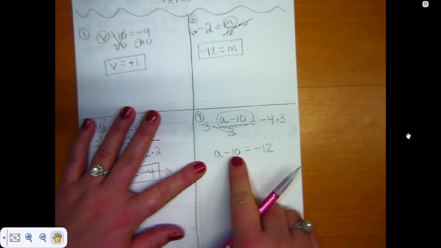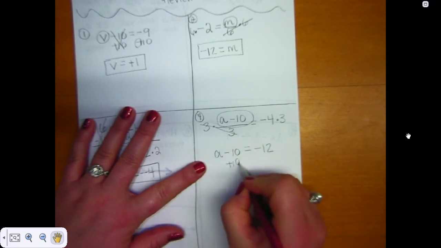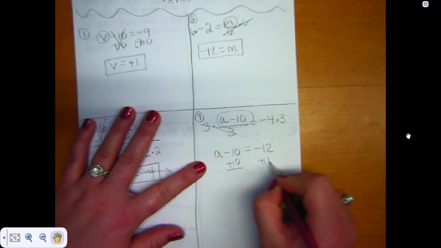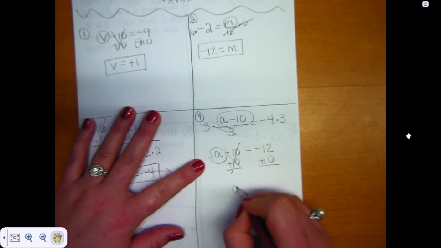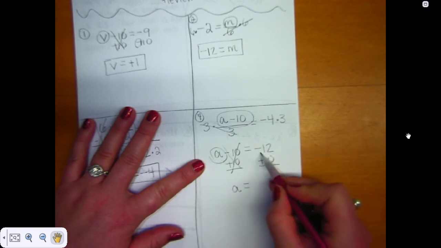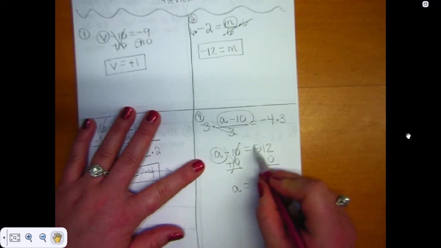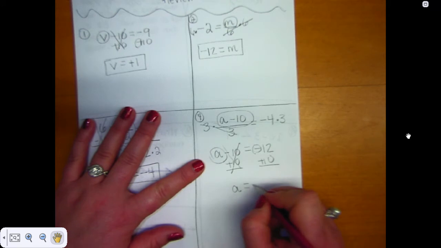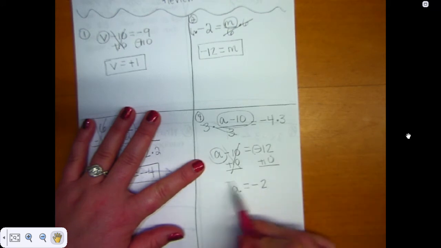Now I'm still not finished because I don't have my a by itself. So I'm going to do the inverse operation here. So I'm going to add 10, and I'm also going to add 10 here. So that goes away. I'm left with a on this side and negative 12 and positive 10. My signs are different, so I need to subtract and keep the sign of the largest absolute value, which is negative. 12 minus 10 is 2. So a is equal to negative 2.